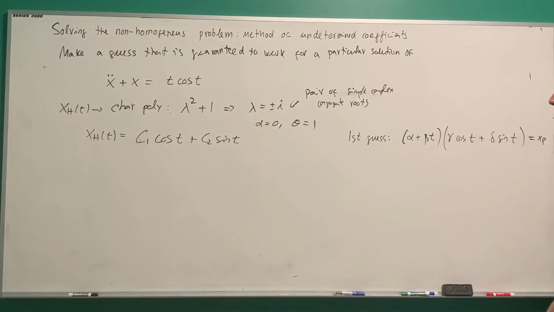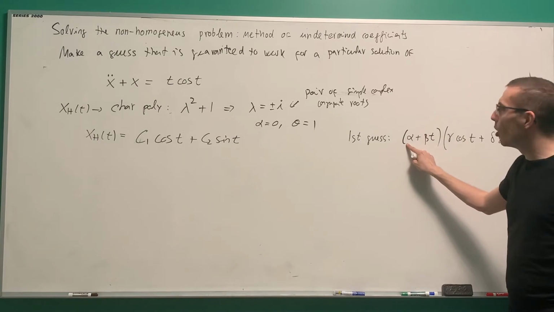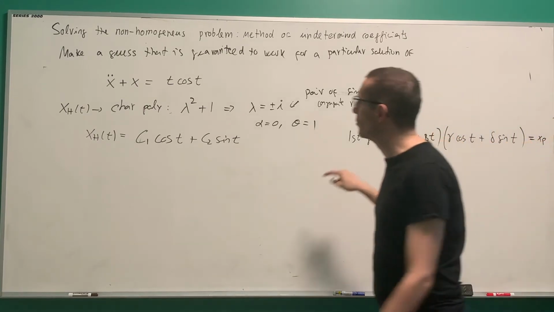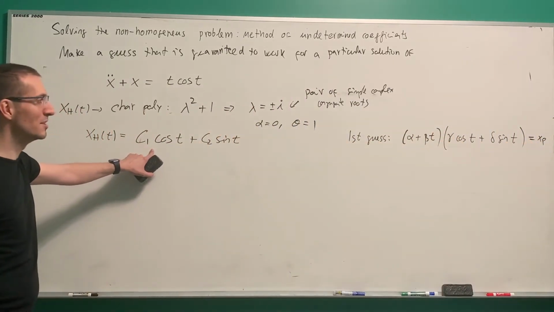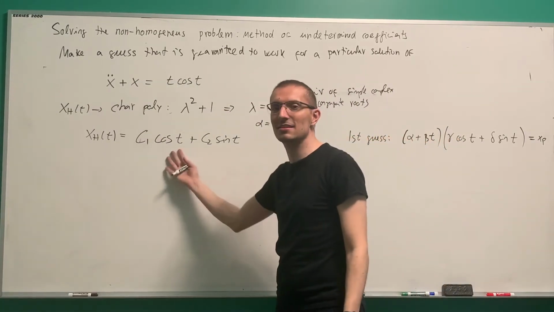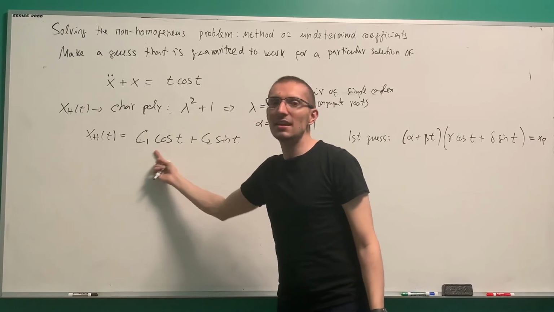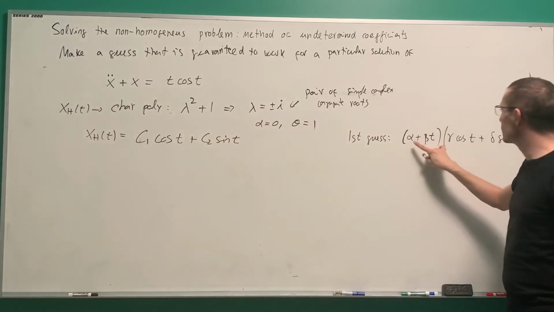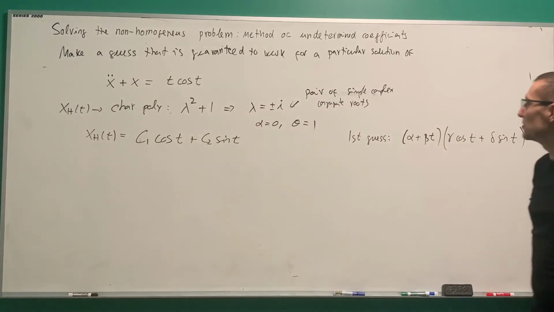Now, would this one work? Not quite. Why? Because the alpha one overlaps with the solutions of the homogeneous. The second one doesn't. The solution of the homogeneous doesn't have any t's, but without a t, we have an overlap between this cosine and this alpha. So this first guess would not work.